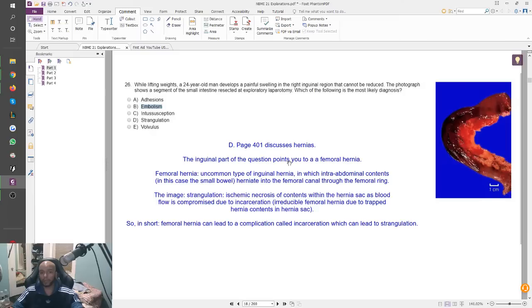The inguinal part of the question points you to a femoral hernia. Right? What? Not exactly a femoral hernia. Oh, inguinal region. Okay. Yeah, so it's an uncommon type of hernia in which intra-abdominal contents herniate into the femoral canal through the femoral ring. The image shows strangulation, ischemic necrosis of contents within the hernia sac as blood flow is compromised due to incarceration. Right? So in short, femoral hernia can lead to a complication called incarceration, which can lead to strangulation. I'm not 100% sure right now, though. I don't know when I wrote this, but I'm not 100% sure if this is a femoral hernia, because femoral hernia occurs in females, right?